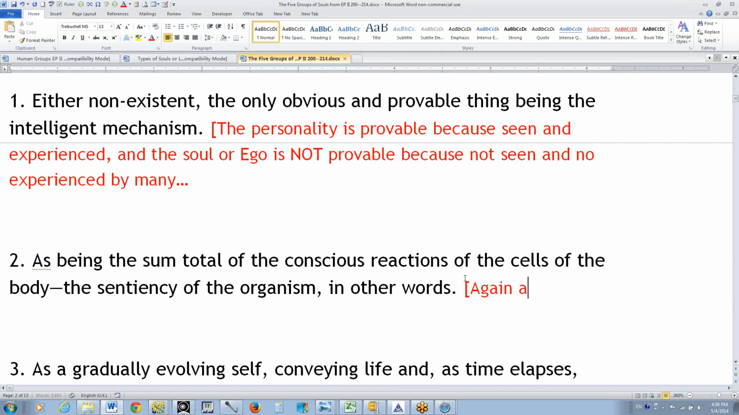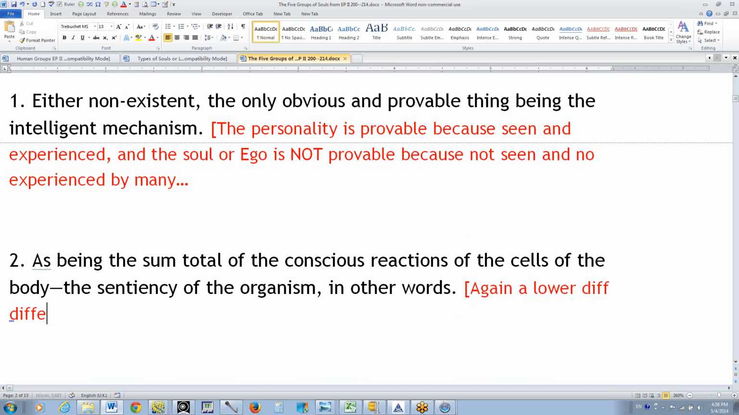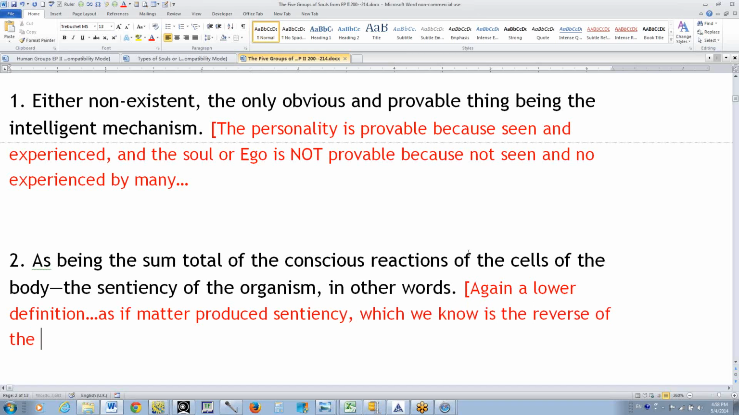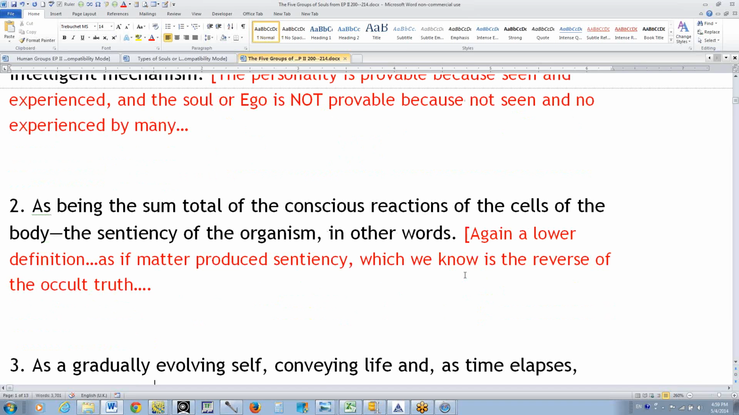So again, a lower definition. As if matter produced sentiency, which we know is the reverse of the occult truth. So, where does the ability to feel and so forth come from? It's thought to be a byproduct of our material construction, and in this case the tail is wagging the dog.